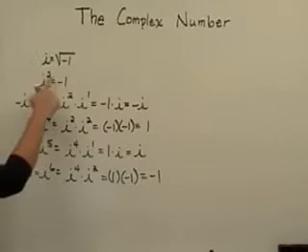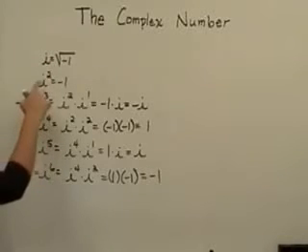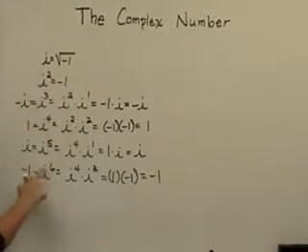Well, so is i to the second equal to a negative 1. Again, watch. i to the first, i to the fifth is the same. i to the second is a negative 1. And i to the sixth is a negative 1.